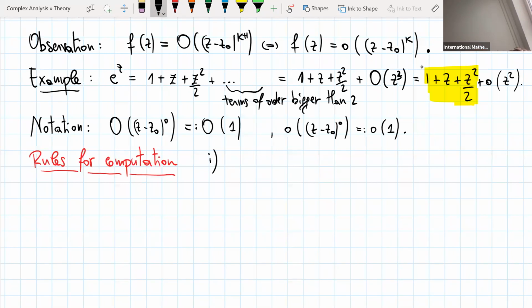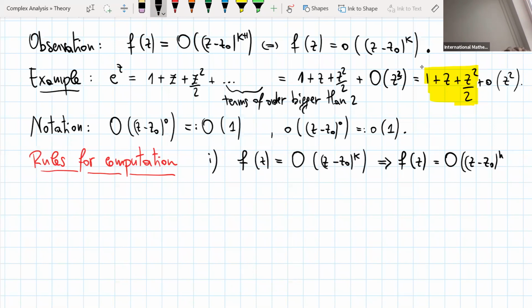So the first thing is that if I have f, which is big O of (z minus z0) to the k, then this f will also be a big O of (z minus z0) to the h for all h smaller or equal than k. Also, if I know that all the coefficients with index smaller than k are 0, then it means that also all the coefficients with index smaller than h are 0 if h is smaller or equal than k. So this is what I am saying here.